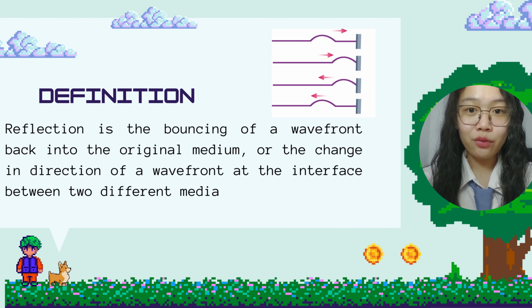The definition of reflection. It is the bouncing of a wavefront back into the original medium, or the change in the direction of a wavefront at the interface between two different media. You can see from the image that a traveling wave or a pulse encounters a rigid boundary and is reflected in such a situation. When a wave strikes a boundary between two materials, the change in the direction of its propagation is called the reflection of the wave.